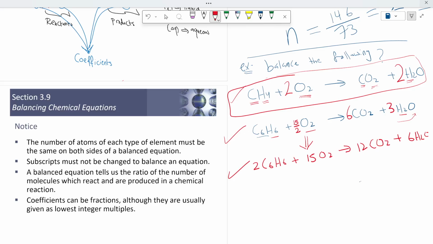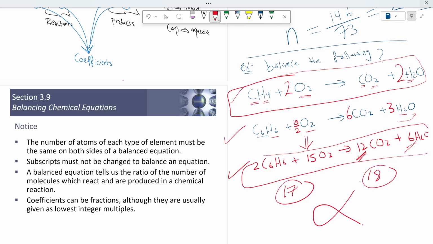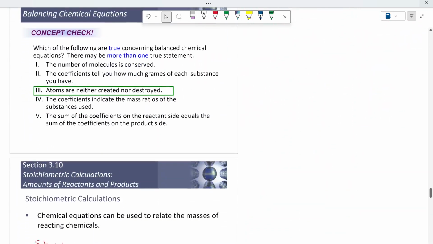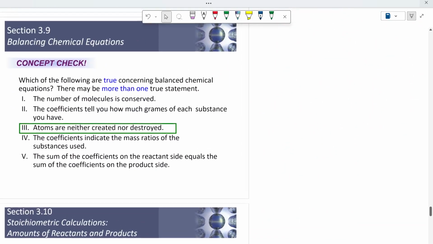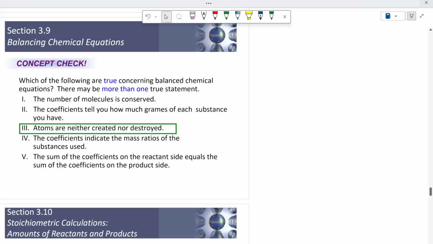But is it the case all the time? Is this the case in all examples? Let's check this equation. How many molecules do you have on the reactant side? You have 2 here and 15 from oxygen, so the total is 17. How many molecules do you have on the product side? You have 12 carbon dioxide and 6 water, so the total is 18. Is it conserved? No, it's not conserved. So what's the final conclusion now? The final conclusion is that it's not necessarily true that the number of molecules is conserved in all balanced chemical equations. So this statement is incorrect.